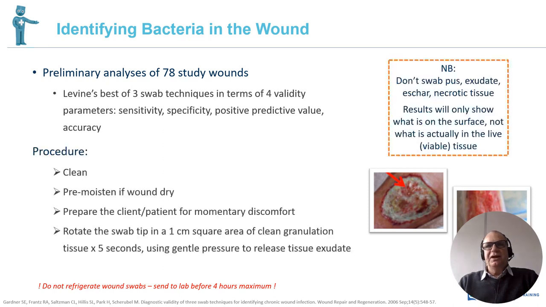If we are looking at evidence-based practice, the Levine technique is considered the best way to take a wound swab. Again, you need to clean the wound, pre-moisten the wound if it's quite dry. Tell the patient, obviously, it's going to be a little bit uncomfortable because you need to rotate the swab tip in about a 1 centimeter area and use that gentle pressure.